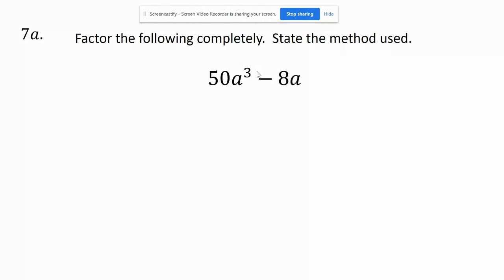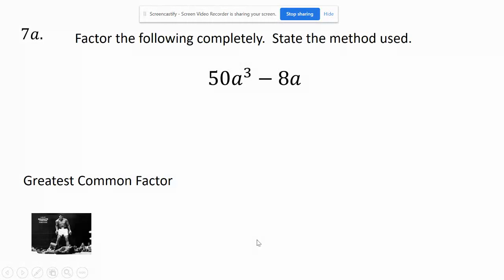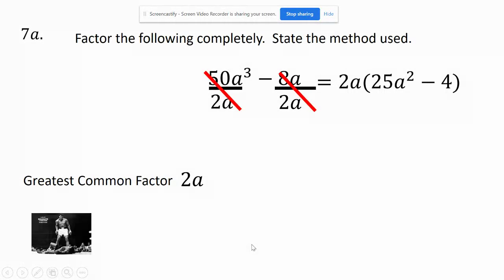And you know what I notice? There is a 2 that will go in these. So the greatest common factor is the first thing I need to do. So I have Muhammad Ali here because I am the greatest. And I can factor a 2a out of each of these. So if I factor 2a out, I'm left with a 25a squared minus 4. And in the past, we would be done right here on a test.